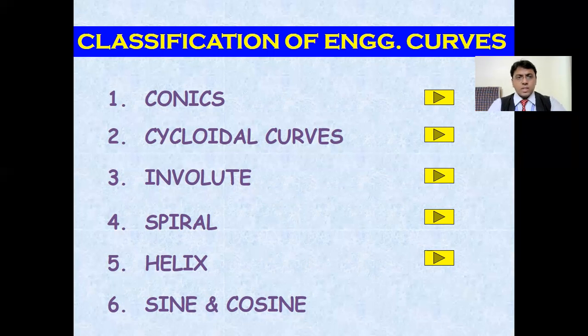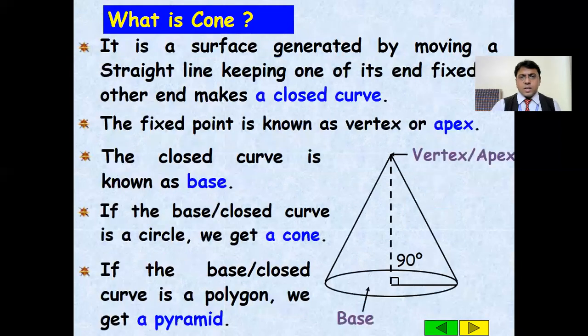Without using these conics or cycloidal curves, involute, spiral, helix, sine and cosine, we are not able to create the perfect curve structure on the engineering material, which is basically concerned to the requirement of the product. All those particular conditions come under the conics or cycloidal curves. It is going to be very clearly understood with the help of the cone.